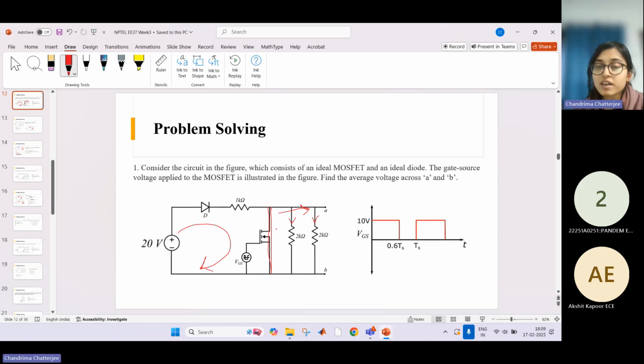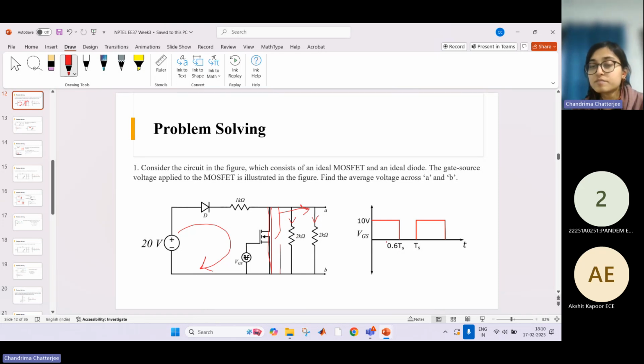And whenever current flows through this path, obviously there will be no voltage drop across A and B, because now A and B are at the same potential, right? But when this is off, then the equivalent circuit becomes like this. This is the open path. Now the current flows through this and this, then we get some voltage across these two terminals.